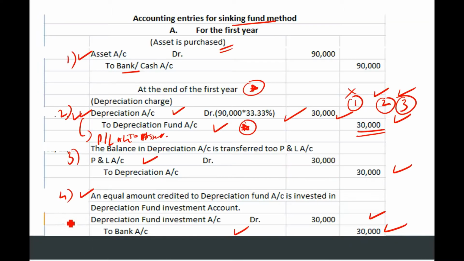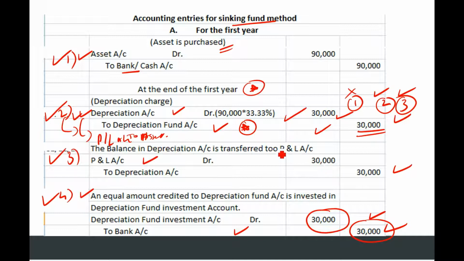Okay, so these are first year entries. First is the purchase of the asset, then charging of depreciation, which will be transferred to the depreciation fund. Then depreciation will be transferred to the profit and loss account. Fourth, you need to invest the same amount shown as depreciation fund, that is 30,000. So every year 30,000 will be invested, so that at the end of the third year the businessman will have a lump sum amount which he can use to purchase new machinery.